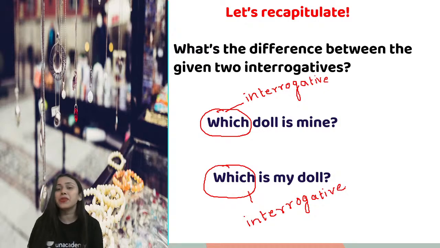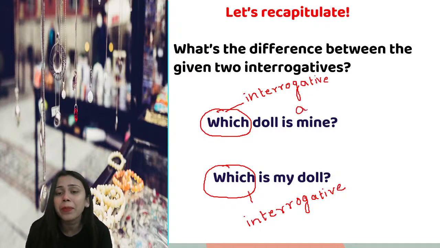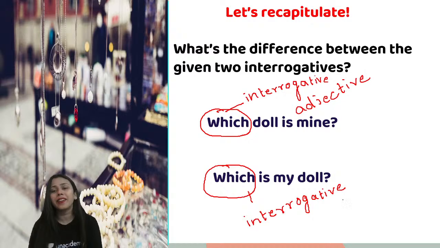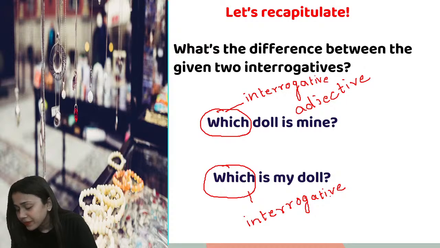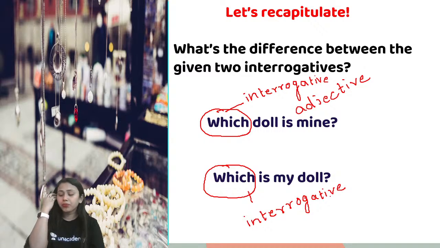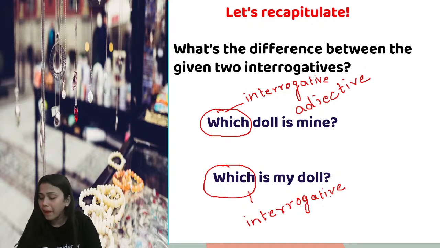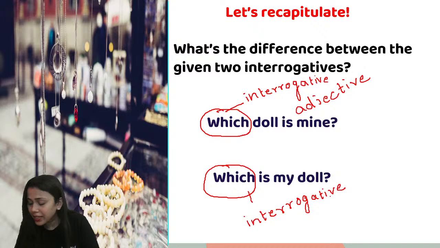First one is interrogative adjective. Very good, Pari. Pari has become so intelligent nowadays. First one is interrogative adjective. Why, Pari? Tell me the reason also, okay? Because I know you are aware of the reason. This one is interrogative adjective. Very good. And what about the second one? The first one is an adjective. What is the second one?